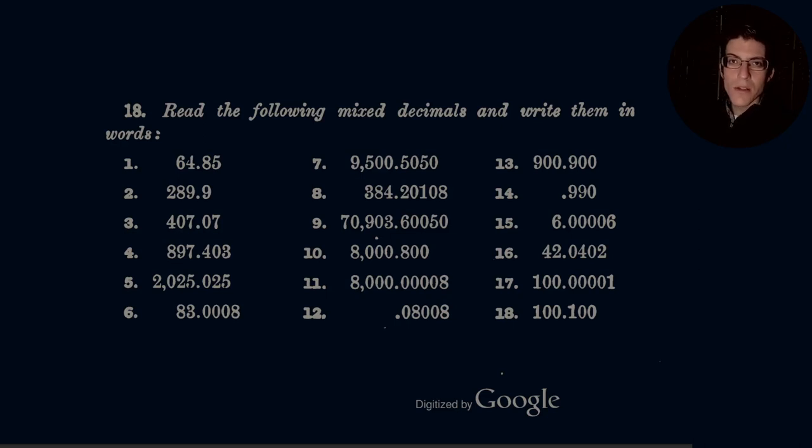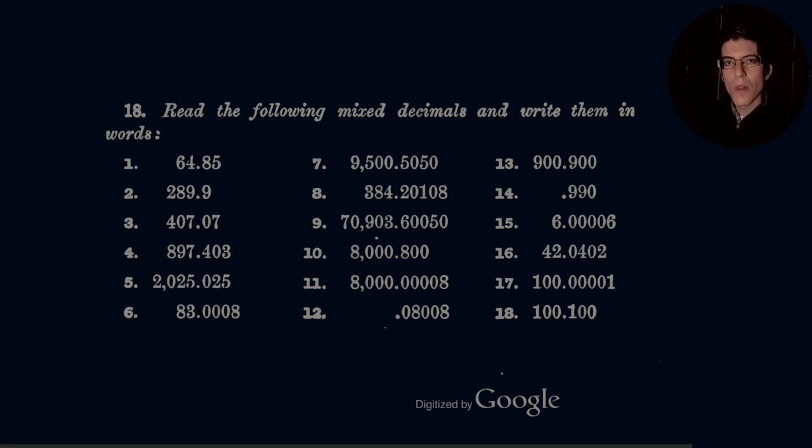Hello everybody! So a continuation of our study through mathematics, in particular arithmetic. We continue our drills on being able to read and write decimals, and in this context we're going to be working with mixed decimals. So an integer portion and a decimal portion. Take a good look at this section. This is what we're going to be completing.